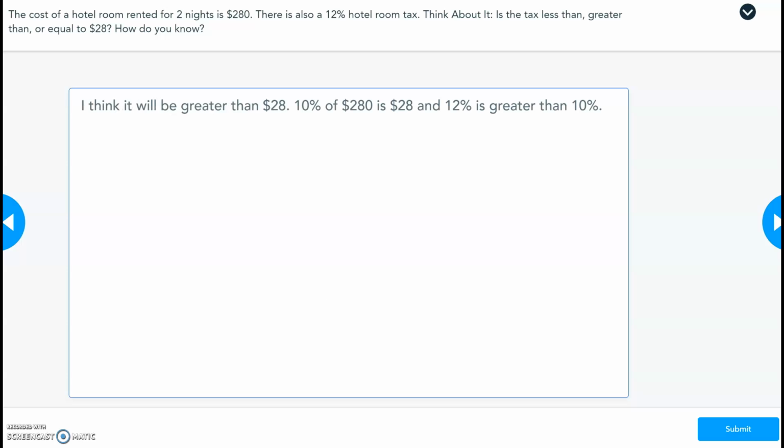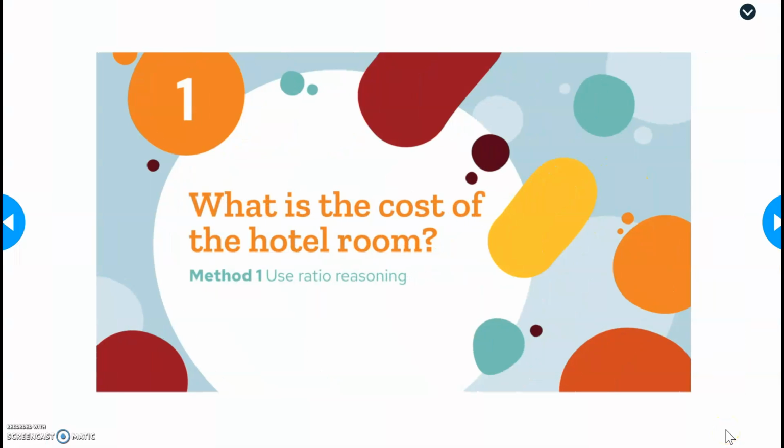All right, so you can see my sample answer. I think it will be greater than $28. 10% of 280 is 28, and 12% is greater than 10%. We'll find out. Is the tax going to be greater, less than, or equal to $28? Make sure you hit your blue submit after you type your answer.